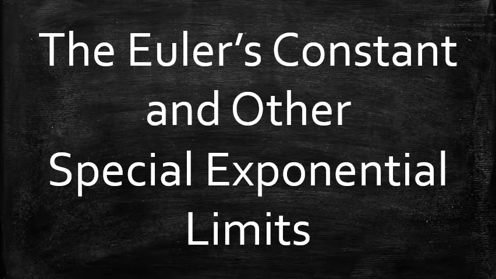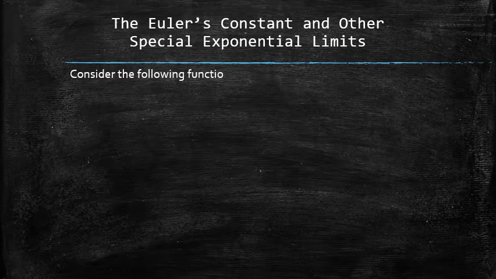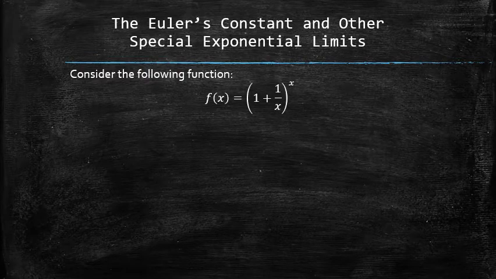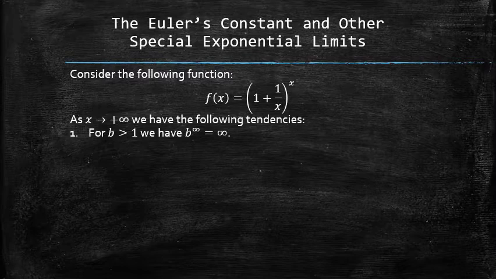Next, we will introduce the Euler's constant and discuss its significance and applications in the context of limits of exponential functions. Consider the following function. As x goes to infinity, we have the following tendencies. For b greater than 1, the output should approach infinity.